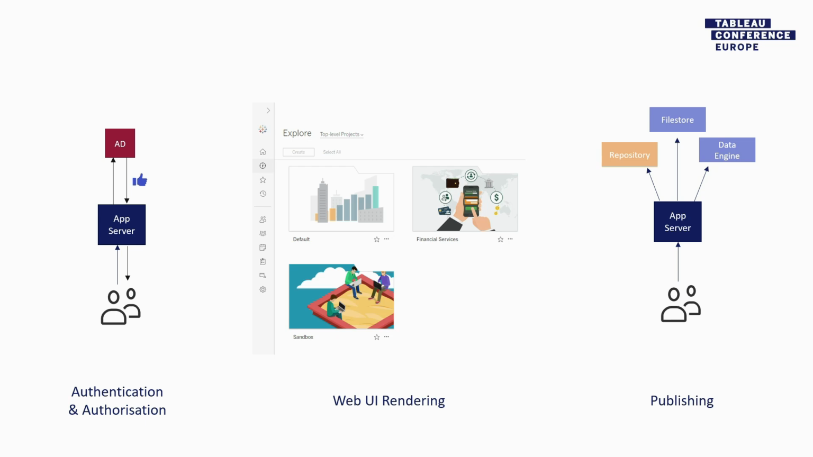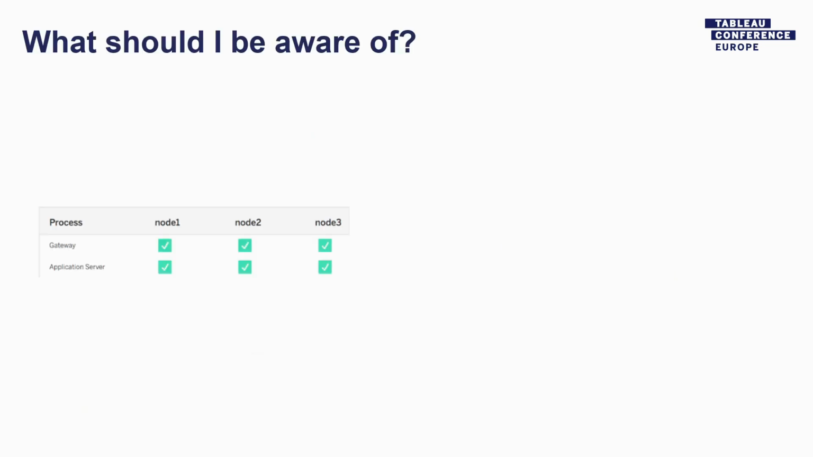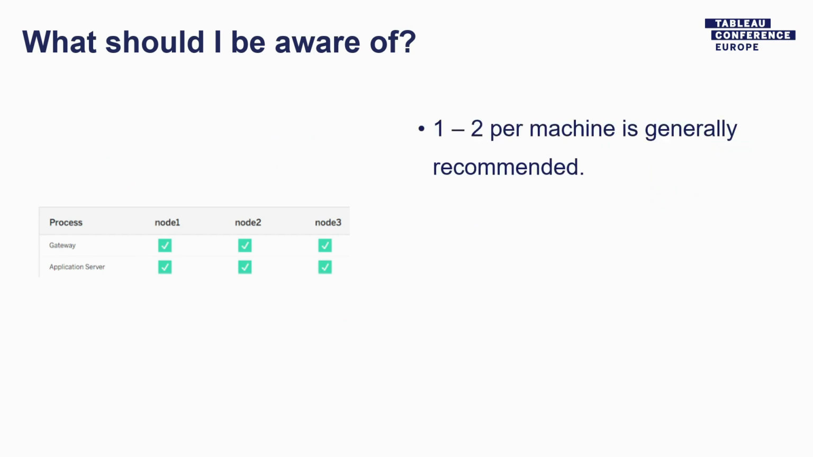Now, what should you be aware of? First things first, the default is 1 per node. You could have 2, but really that's only to try and provide additional redundancy within the same node. So again, if you're looking to ensure that nothing gets broken, nothing gets interrupted, then maybe have 2, but otherwise 1 is fine. It's actually not resource intensive.